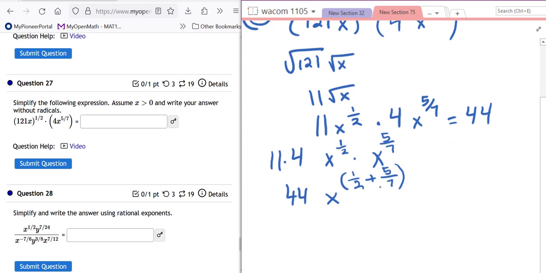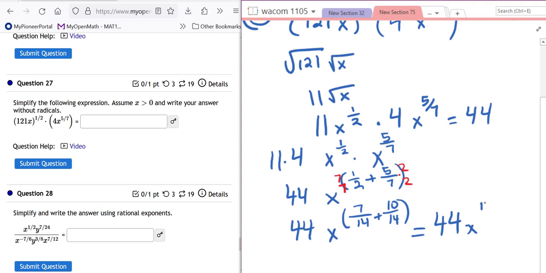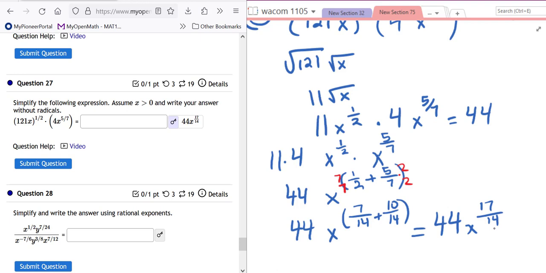We need a common denominator. A 14 will work. So we need 7 over 7. And you can use your calculator. It's fine. Just make sure you get back a fraction. You want to make sure you're practicing with it. Right? This will be 7 over 14 plus 10 over 14. And that is going to give us, we'll keep the 44, x to the 17 over 14 should be our answer.